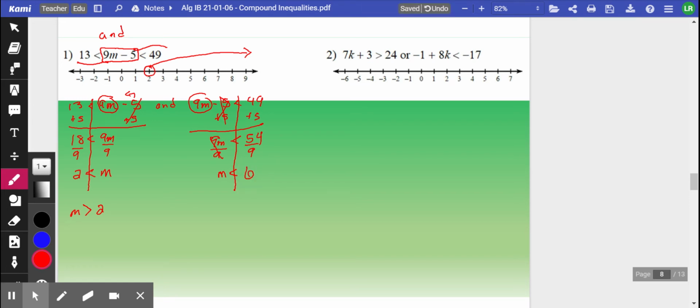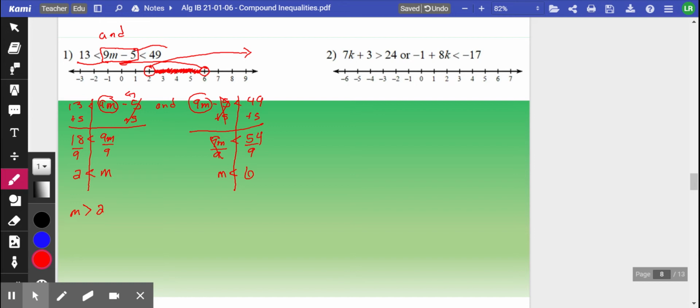So this would be an open circle on 6, and this one goes to the left. I didn't have to rearrange because it was already there. Now, remember from the previous video, and statements are where both things are true. Both things have to be true in order for it to be a solution. So where are they both true? In the middle here, between these two. It's where you see them both come together. That's where our solution is.